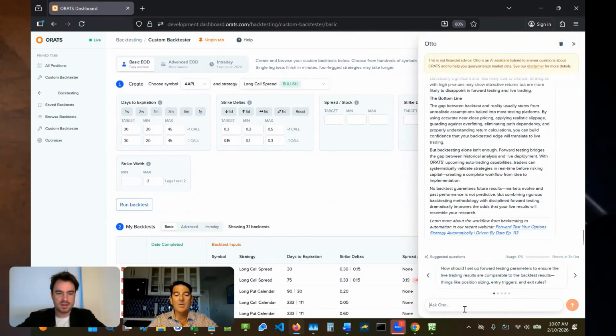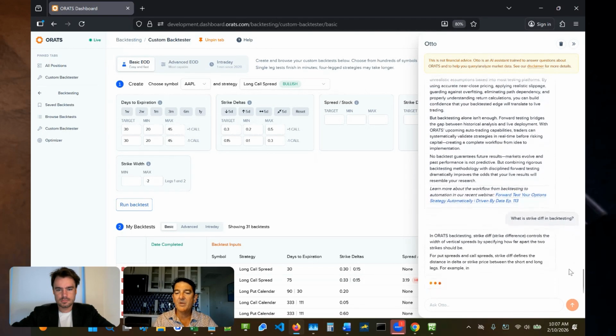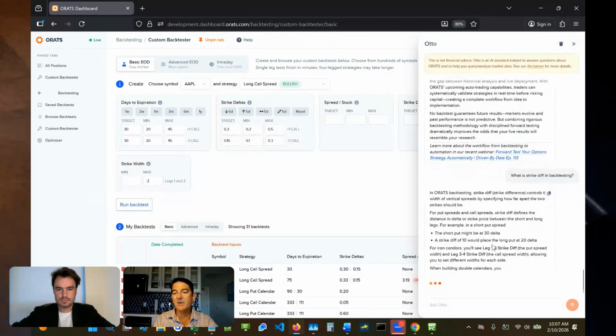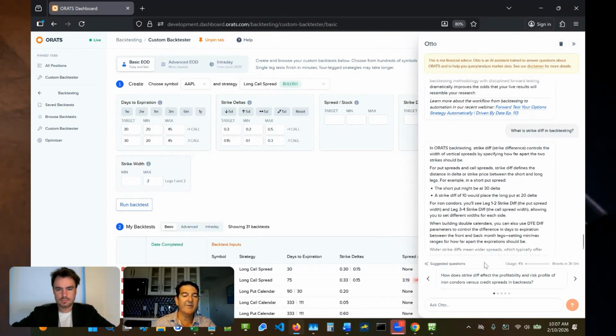So if the tooltip's not enough information, ask it there. And then if Auto gets a little clunky, you could clear the chat history. So here comes the answer from Auto. It's almost like having someone over your shoulder helping you.